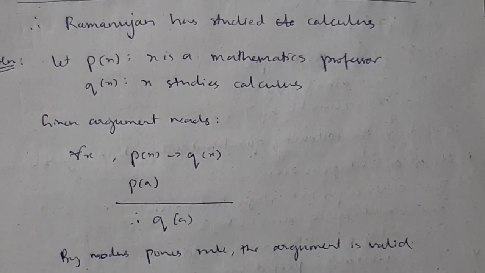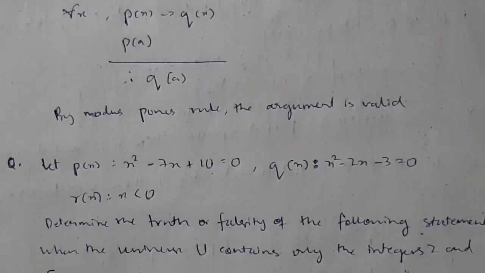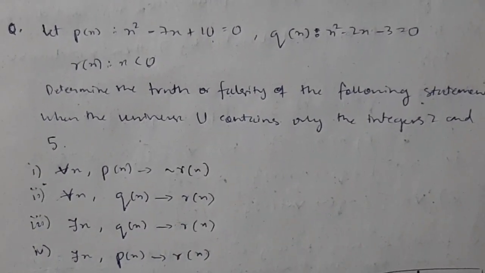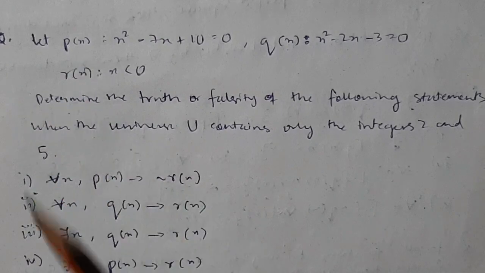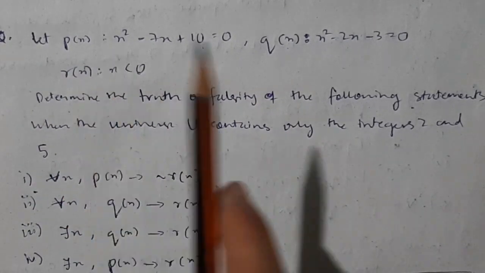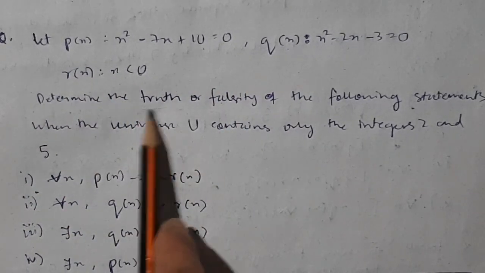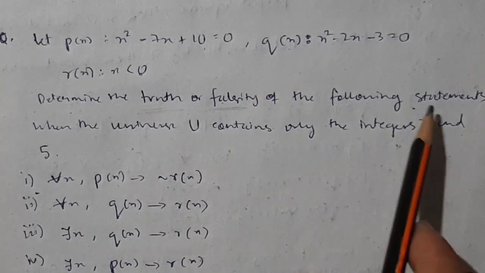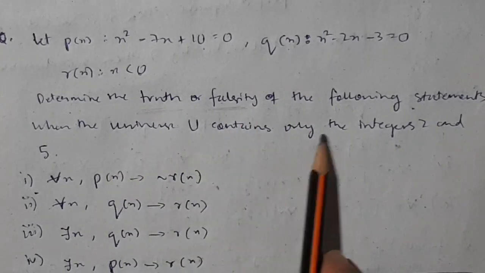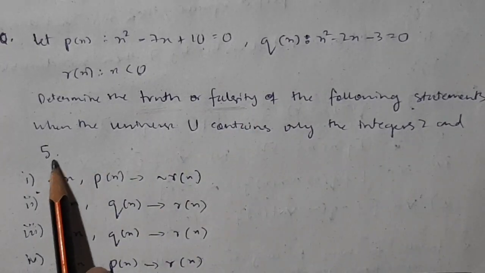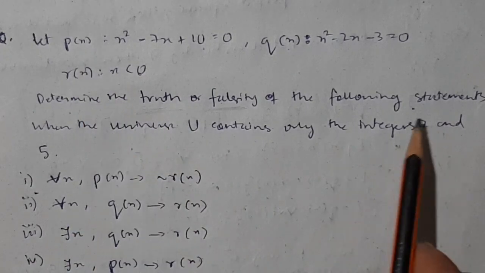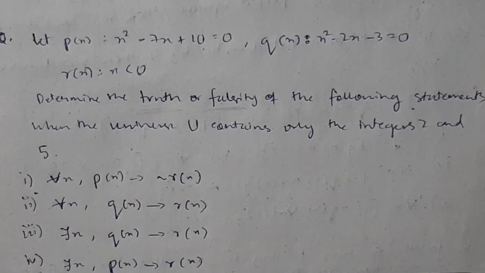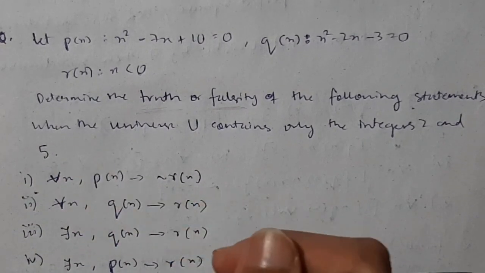Okay, and one more question. The question given here has three statements: p of x, q of x, and r of x. What we have to do is find the truth or falsity of the statements when the universe contains only the integers 2 and 5. So the only values x can take in this question are 2 or 5. Now we have to solve these four statements.